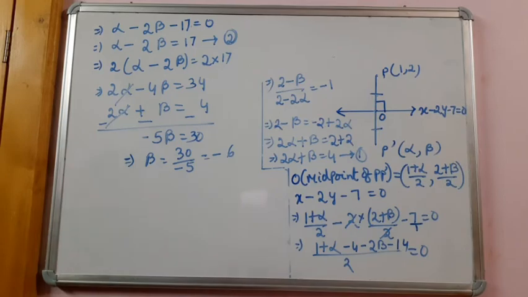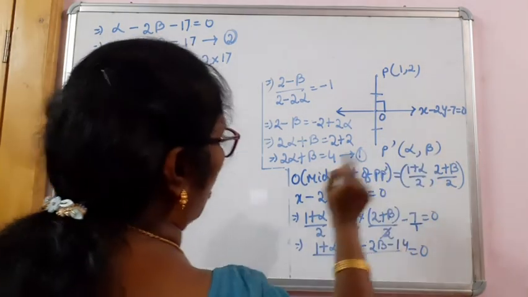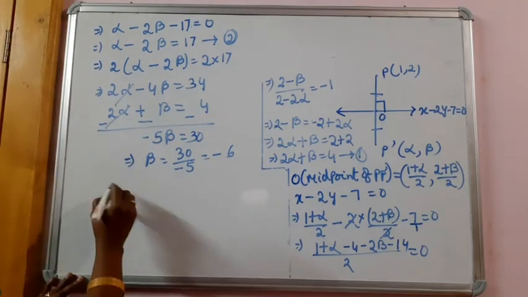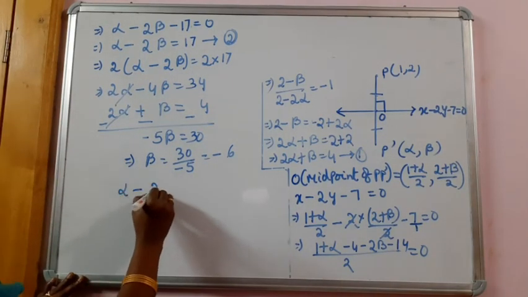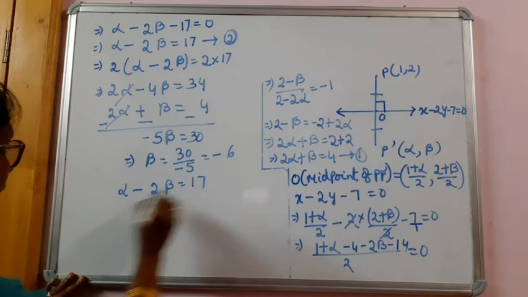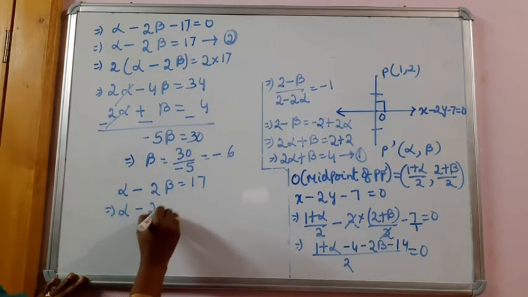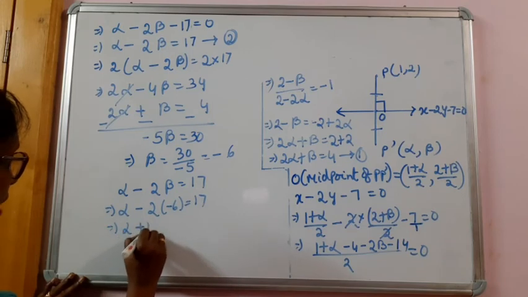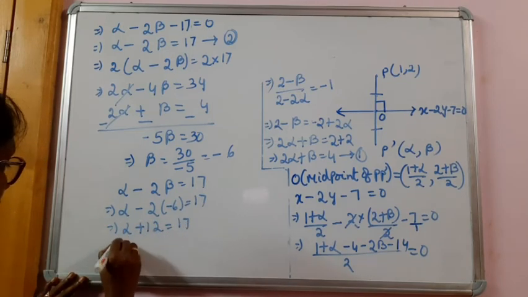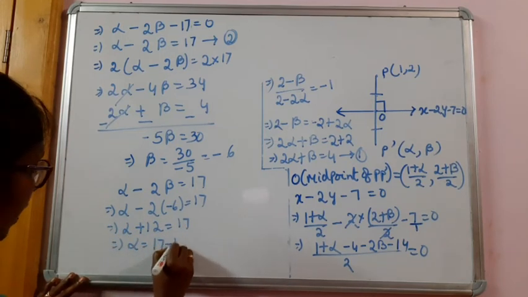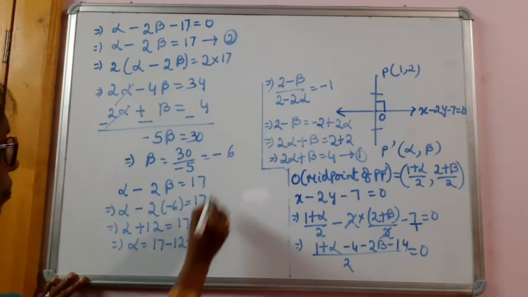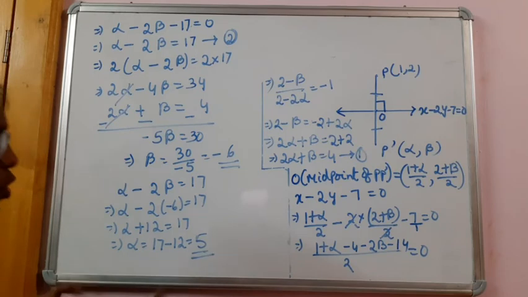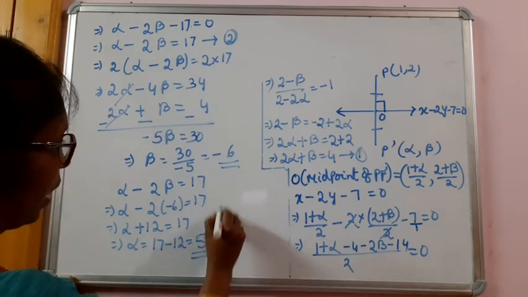That means the y coordinate of the image we got. Let us find the x coordinate alpha. Simpler equation, any one we can take. Alpha minus 2 beta equal to 17. Alpha minus 2 into minus 6 is 17, or alpha plus 12 equal to 17, or alpha equal to 17 minus 12, that is 5. So the value of beta is minus 6. The value of alpha is 5.